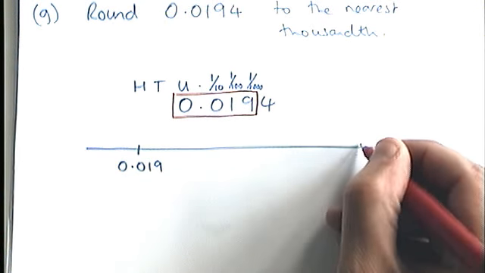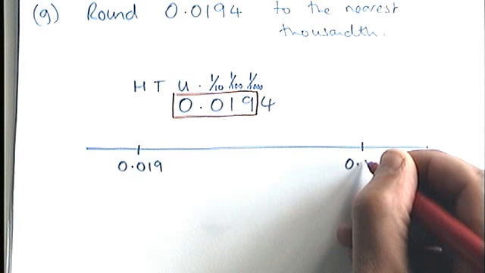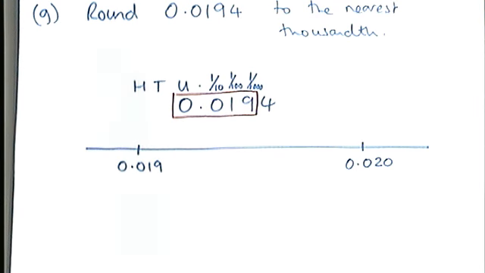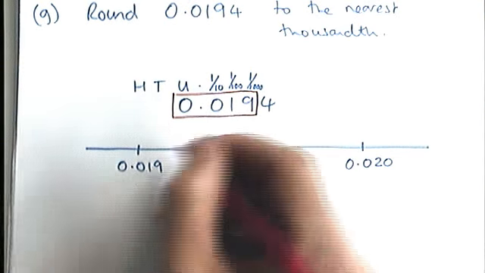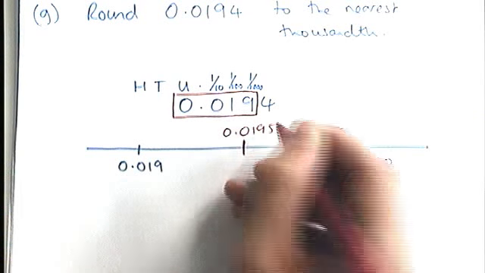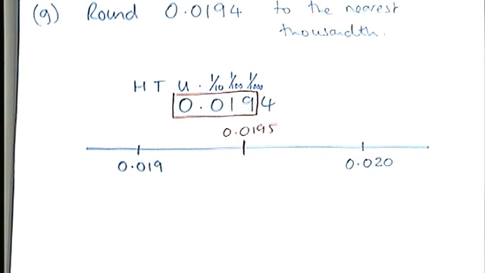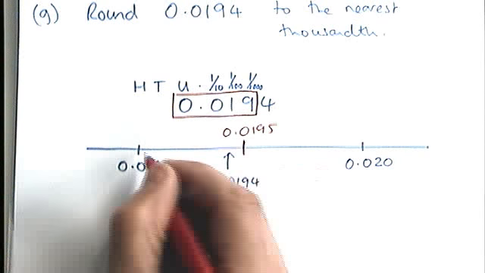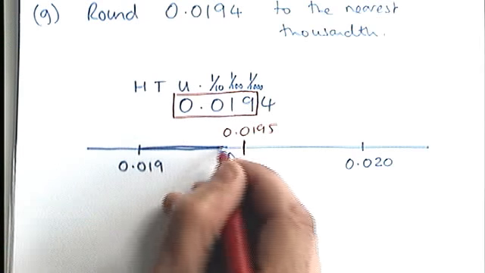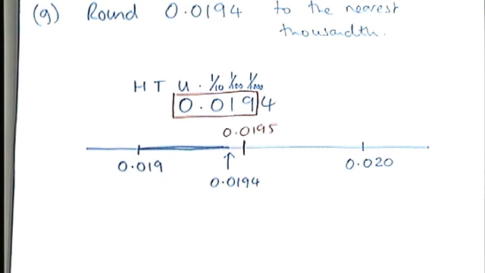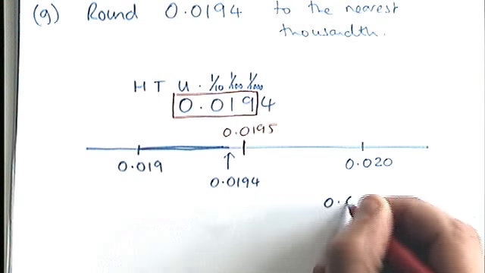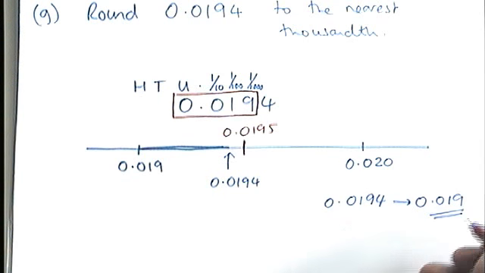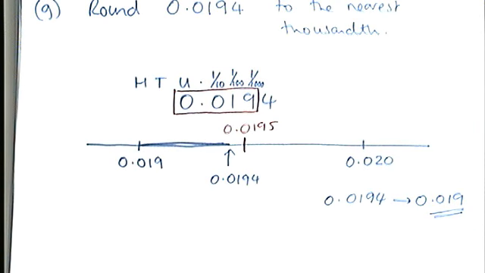But, you know, you've always got to check. You've got to check whether this is going to go up to the next number, which is 0.020. Like that. And what you do is you go halfway, which is 0.0195. Then you check out your number, which is 0.0194, slightly smaller, and it's closer. Okay, so the answer for this one would round to 0.019 if I was using 3 decimal places or the nearest thousandth.